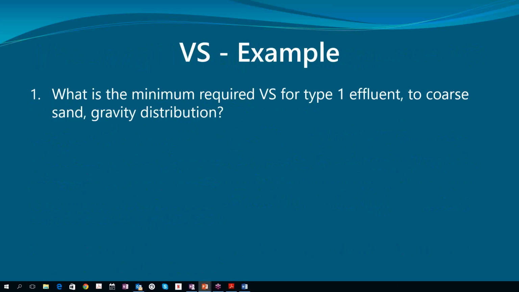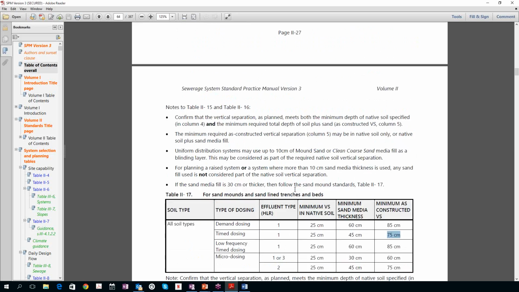Few examples. We're getting close to the end here, gang. Minimum VS type 1 to coarse sand gravity distribution. So we have to find the right table. It's the table for gravity.